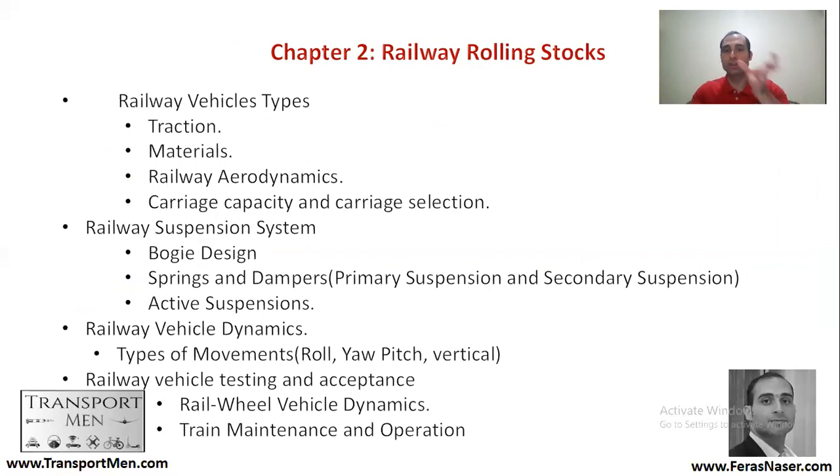So if we change the word rolling stock to railway vehicles, it also makes good sense for many people. So we'll talk about how these vehicles are running. So, traction? Are they being dragged by a locomotive, or do they have multiple motors that are distributed along the train?